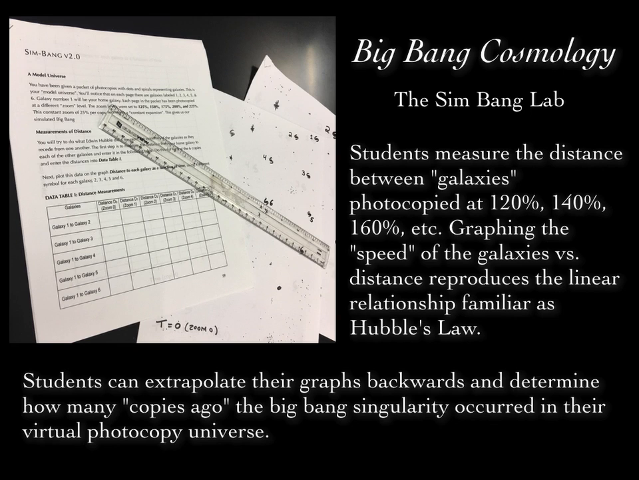And if they do this carefully, you obtain a linear relationship that is analogous to Hubble's law for the expanding universe. You can measure the quote-unquote speed of those galaxies, in other words, how much the distance between them changes per copy. And you can actually extrapolate backwards to figure out how many copies ago the virtual Big Bang would have happened in this photocopier universe.